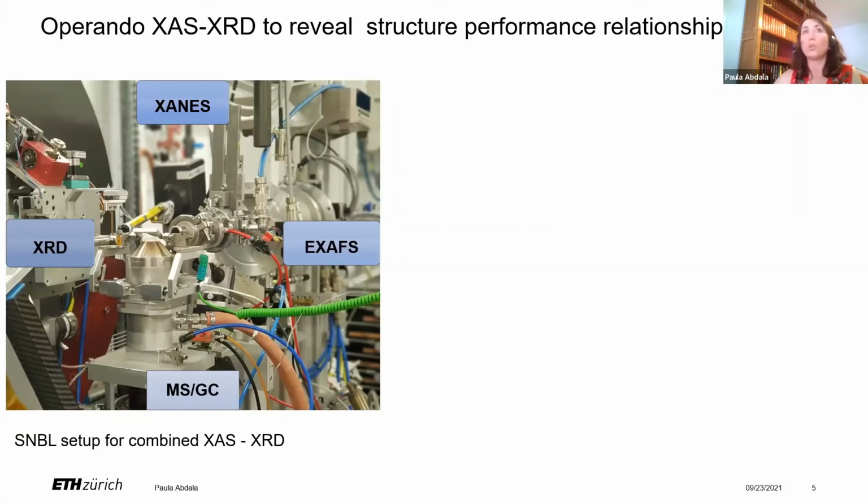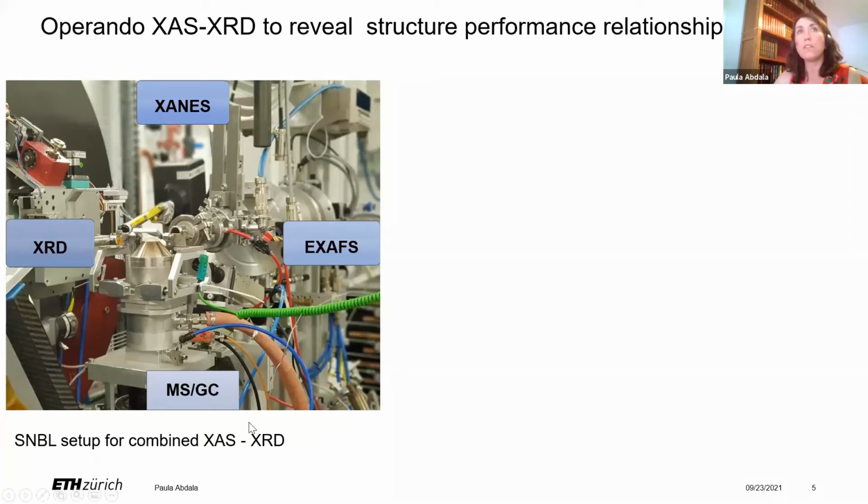This is a photo of the setup that I will be using in the examples I will present today. This is our capillary reactor. Here all the chemistry happens. So we feed this reactor with our gases, and we monitor the outlet of this reactor via either a mass spectrometer or a gas chromatograph. This is a setup that is available at the Swiss Norwegian Beamlines.